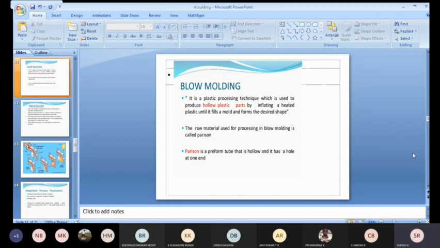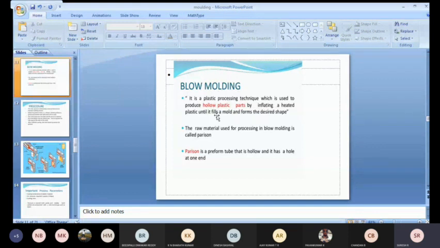In the case of blow molding, it is a plastic processing technique similar to injection molding, which is used to produce hollow plastic parts. Whereas injection molding is used for solid plastic parts, in this case it is used to produce hollow plastic parts.